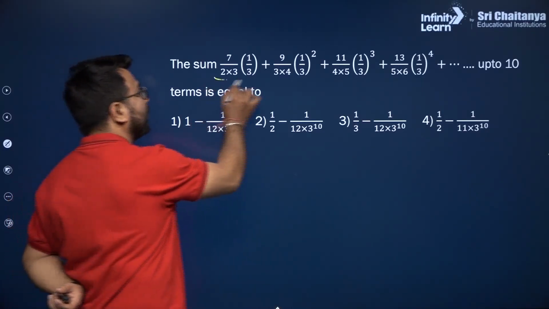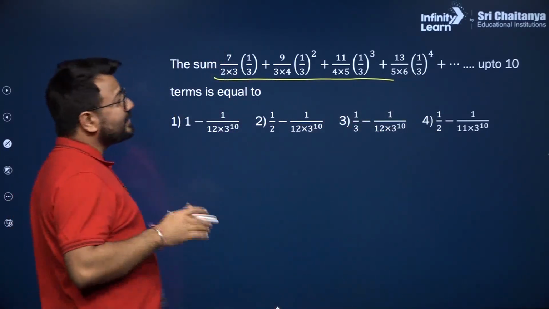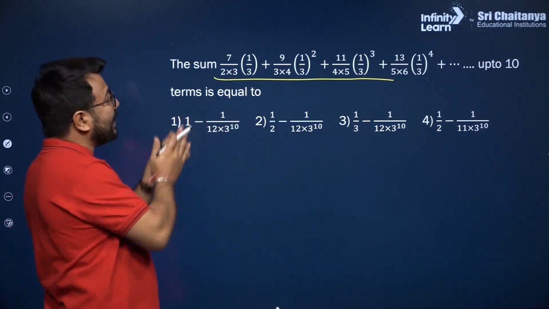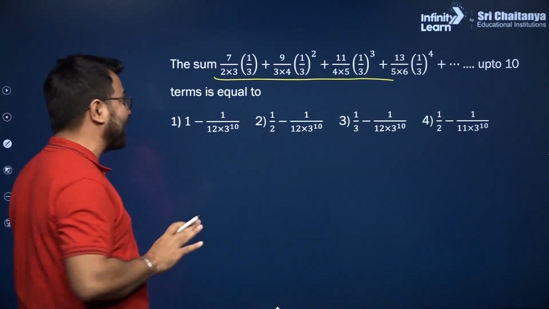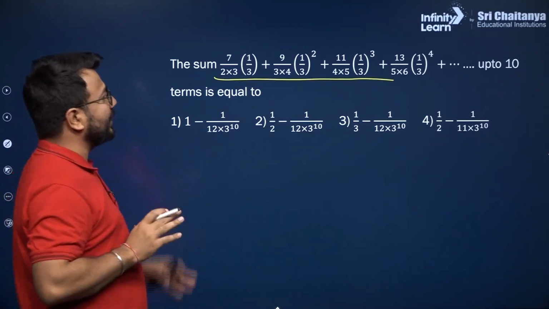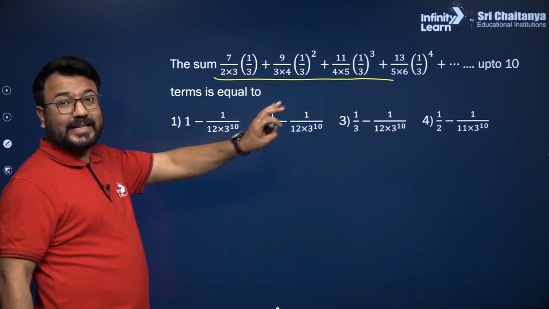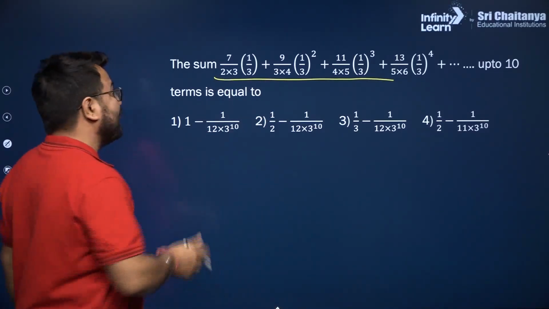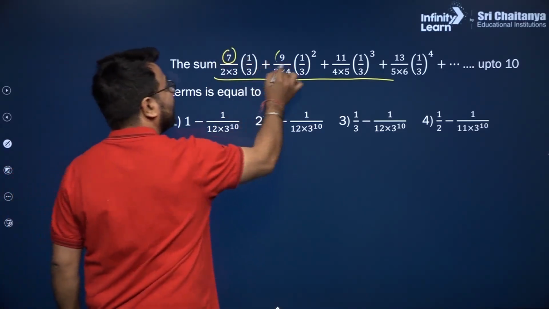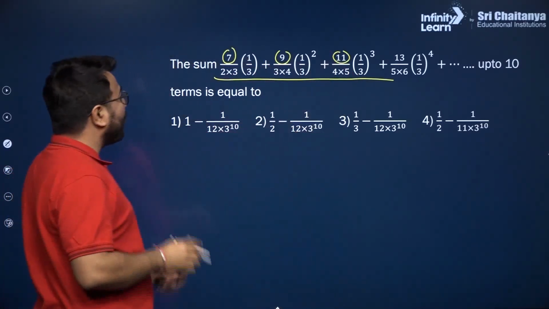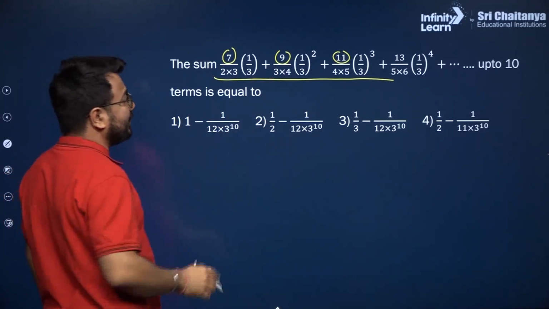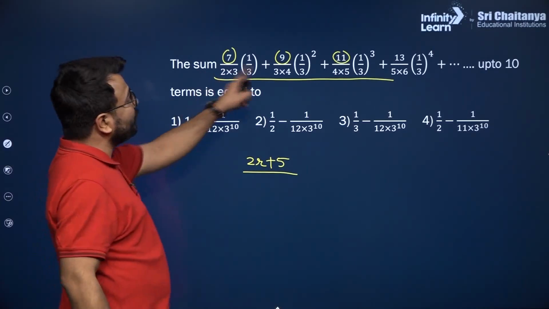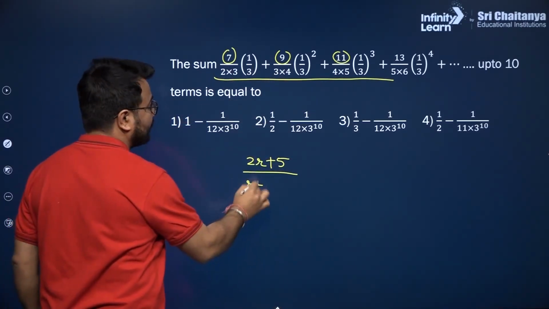Here the sum of a particular series is given to us, and this sum is valid up to the 10 terms. And we need to figure out what exactly this sum is equal to. So how will I be able to figure it out? I will try to create the nth term first of all, or the rth term. So basically here we have 7, 9, 11. This is of the form 2r plus 5. Here we have 2, 3, 4. This will be r plus 1.